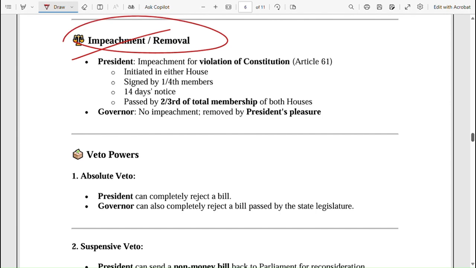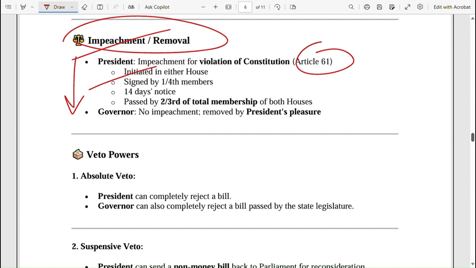Now, how does impeachment, which is nothing but removal, take place? So impeachment takes place when the president violates the constitution. So if he violates the rules according to the constitution, the impeachment, which is mentioned in Article 61. So how is it initiated? It is initially started in either of the houses. So the impeachment process can be started in either of the houses, that is Lok Sabha and Rajya Sabha.